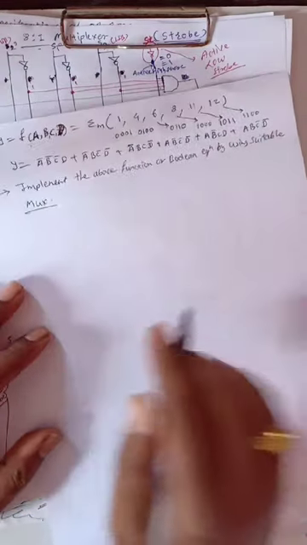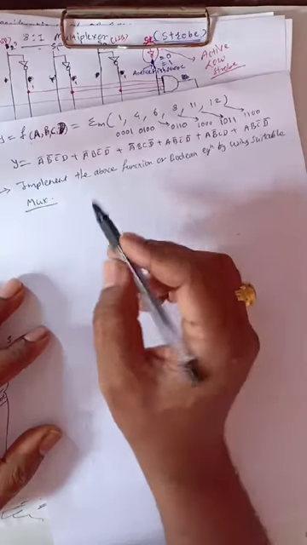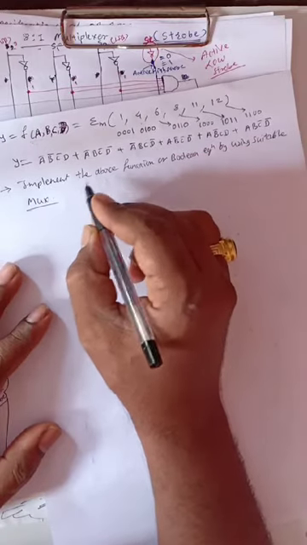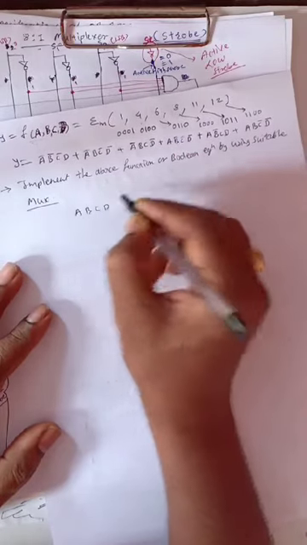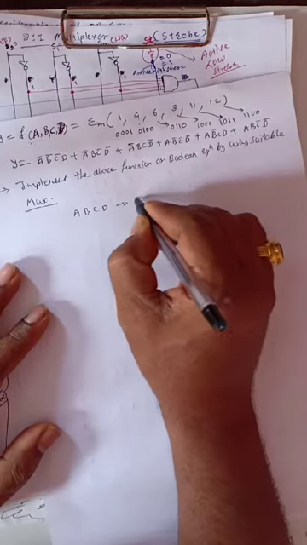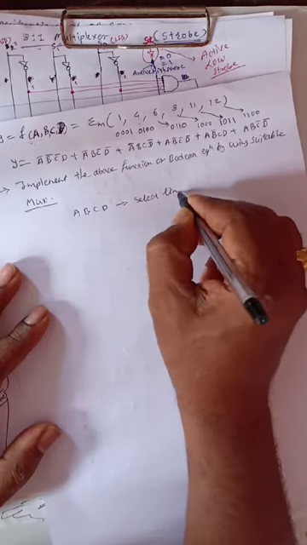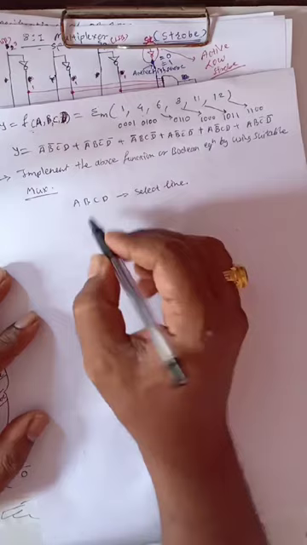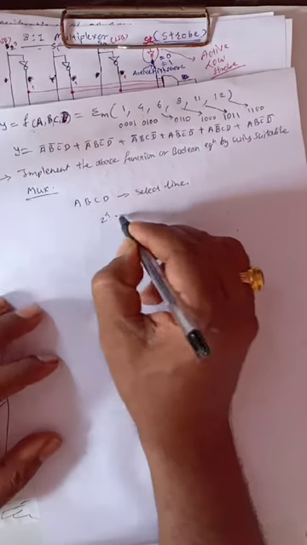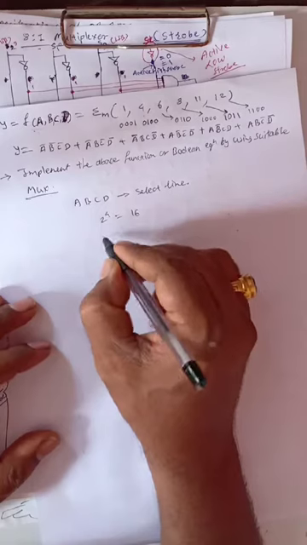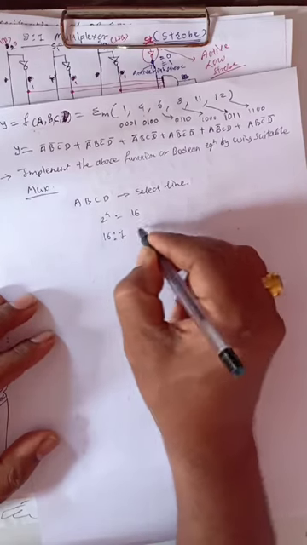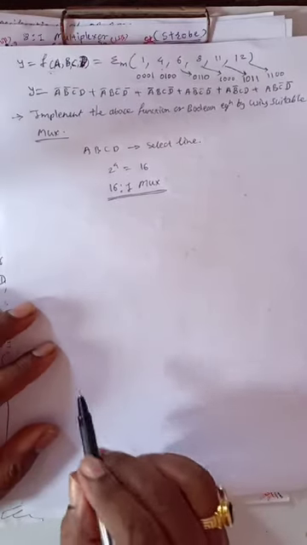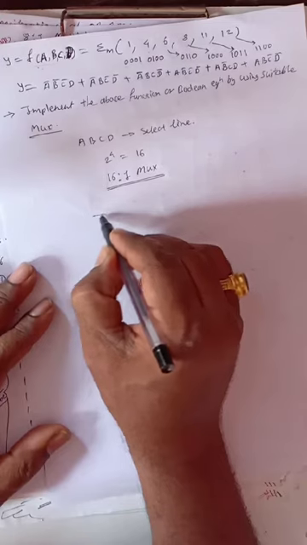Then we use 4 variables. I already told you that variables mean select lines. So you consider these A, B, C, D as select lines. So we require a multiplexer which has 4 select lines. That means 2 raised to 4, that is 16. So we require a 16 to 1 multiplexer. Now we use the 16 to 1 multiplexer.